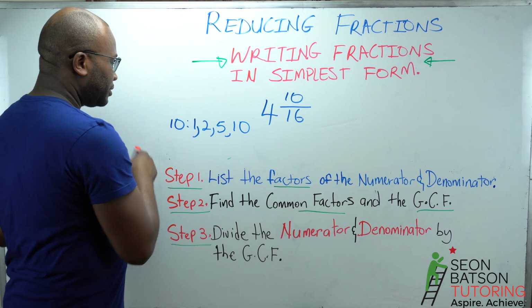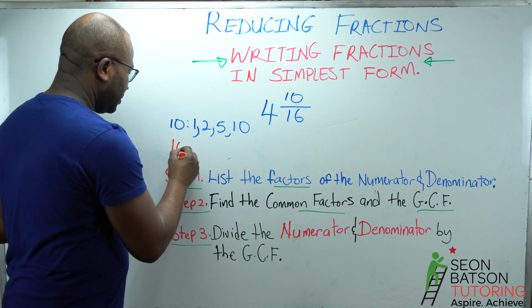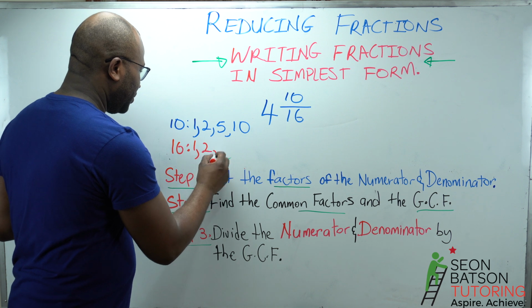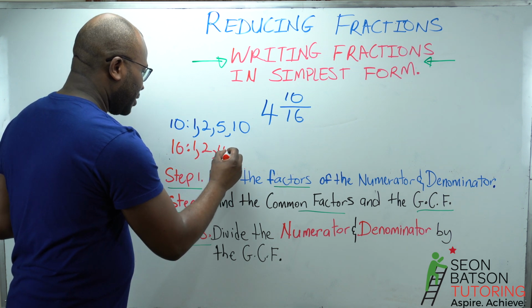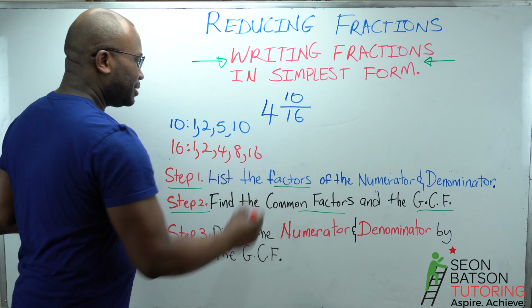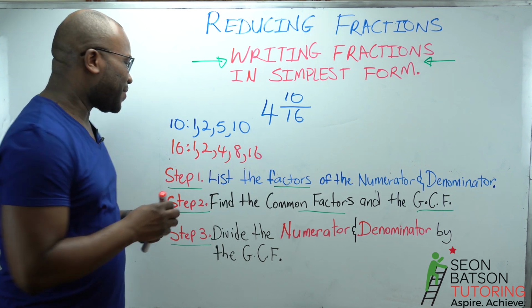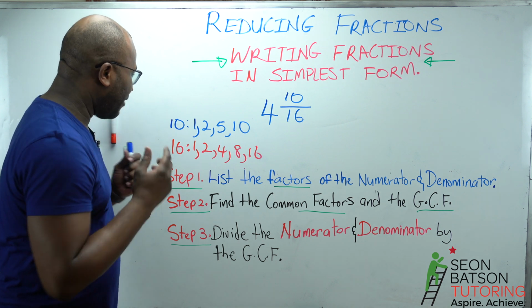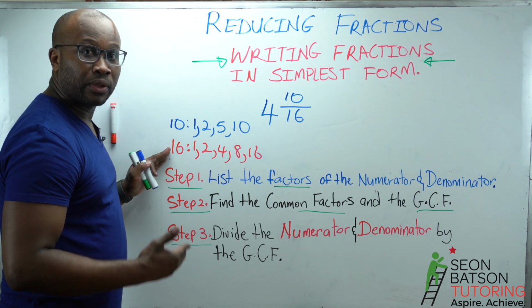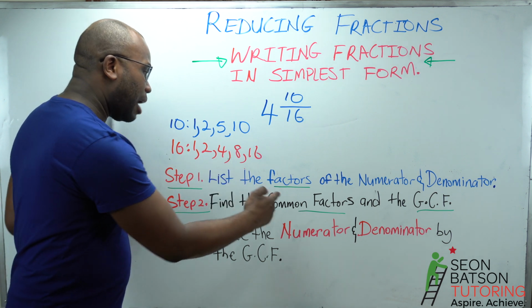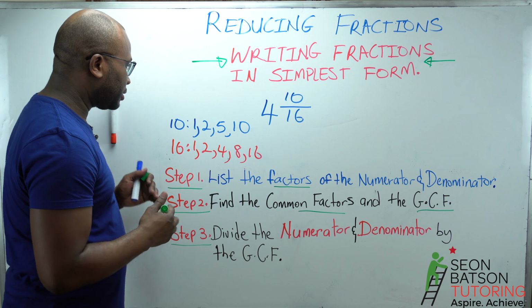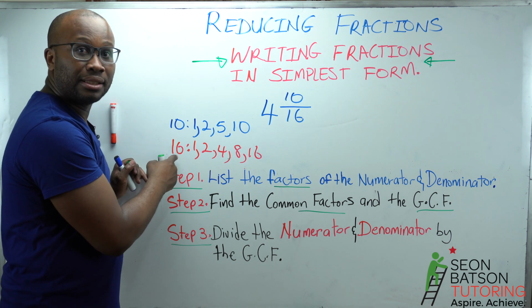Now let us list the factors of 16. The factors of 16 are 1, 2, 4, 8, and 16. Yes? All right. So we are done with step 1. We have our factors of the numerator and the factors of the denominator. Now we are going to find the common factors. Again, the common factors will be all the factors that belong to both 10 and 16.